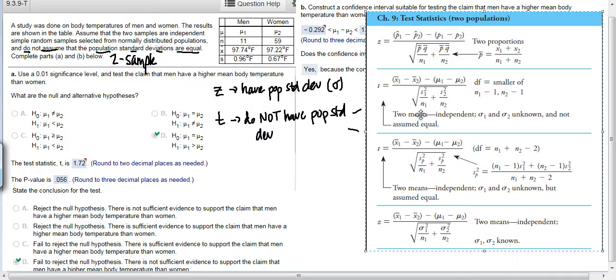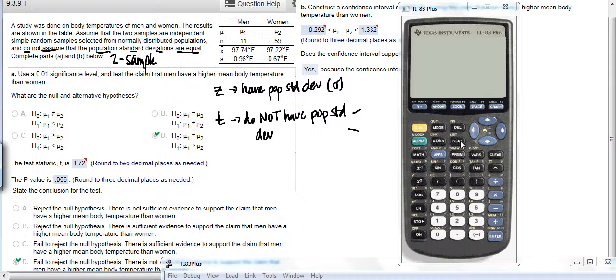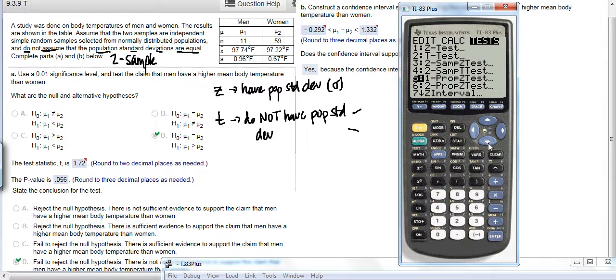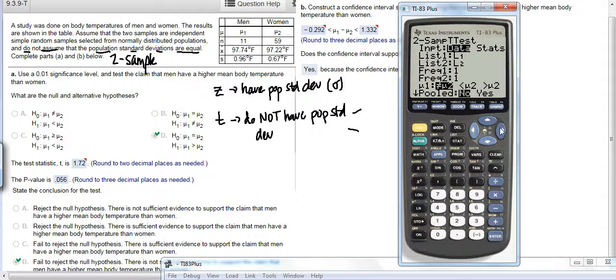So let's look at the calculator to make some sense of this. In the calculator, we're going to go to Stat, and we'll go over to Tests, and we're going to go all the way down to a two-sample T test. Option number 4, two-sample T test. And I'm going to type in my data here. I've typed in those values for the men first and the women second. It doesn't really matter which order.